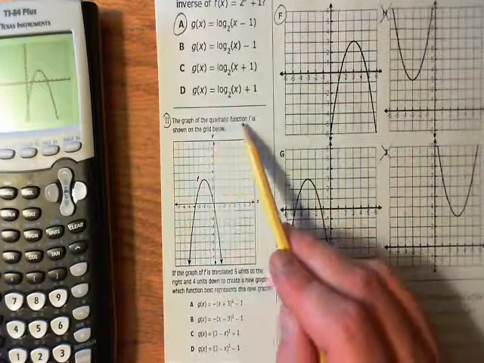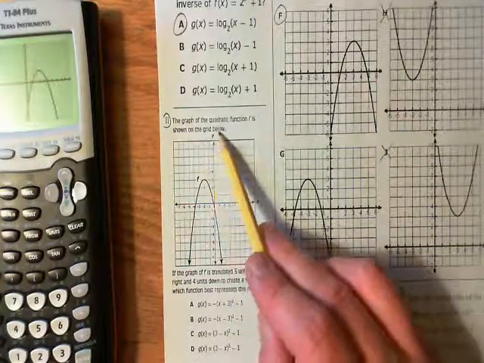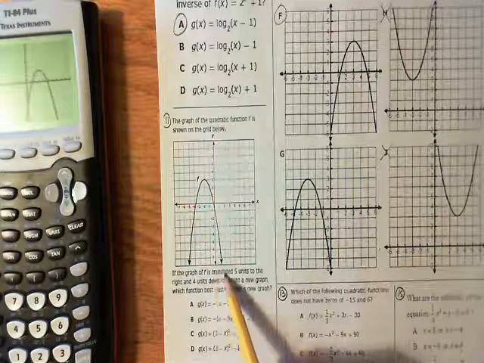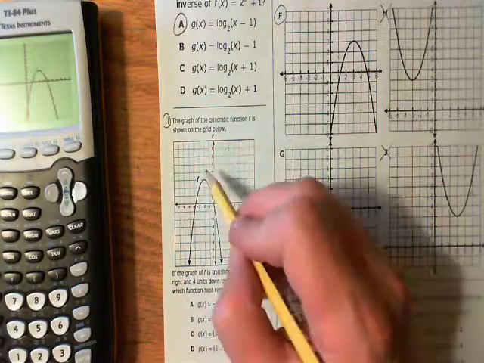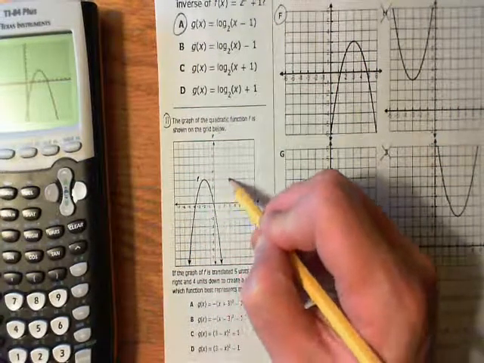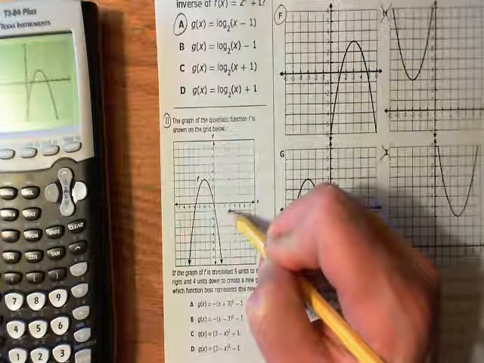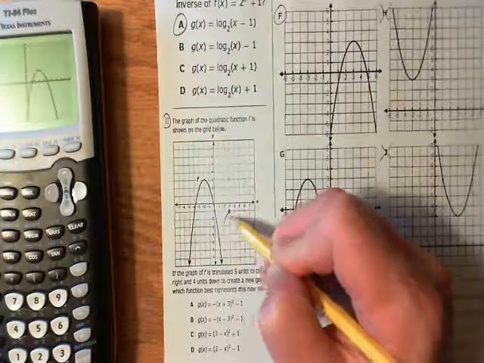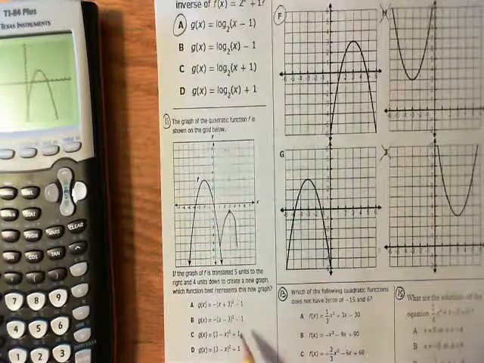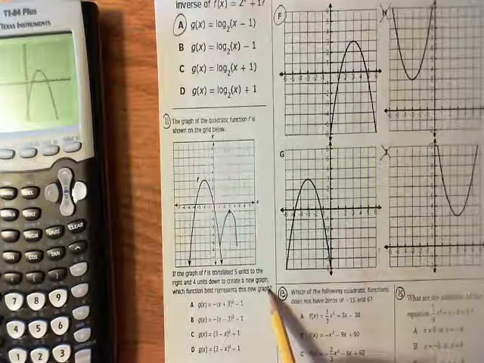Okay? Alright. Let's do number 11 now. The graph of the quadratic function f is shown on the grid below. Okay. If the graph f is translated 5 units to the right, so let's go ahead and move 1, 2, 3, 4, 5. Okay, and 4 units down, 1, 2, 3, 4. So basically my graph will look like this, right? To create a new graph, which function best represents the new graph?